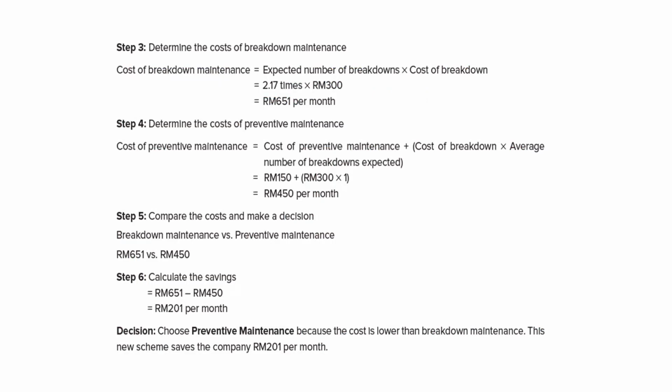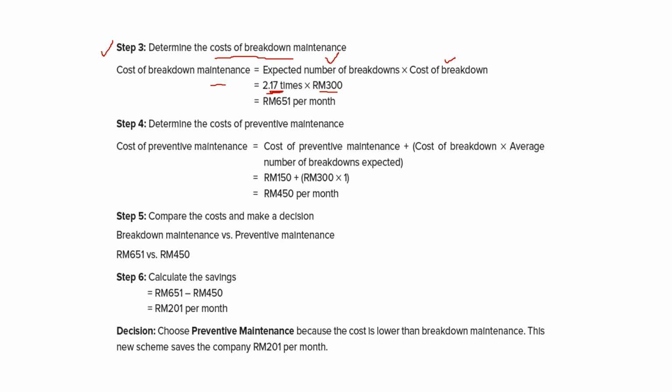Then we go to step number 3. That is to determine the cost of breakdown maintenance. So the cost of breakdown maintenance is calculated by multiplying the expected number of breakdown with cost of breakdown. So we have calculated the expected number of breakdown from the table just now. The last column of the table, we calculated the total 2.17 times the average breakdown to happen per month. We multiply with the cost of breakdown, that is 300. Remember from the question, when the printer breaks down, the company will have to pay 300 ringgit for the service. So you multiply with that cost of breakdown, 300 ringgit.